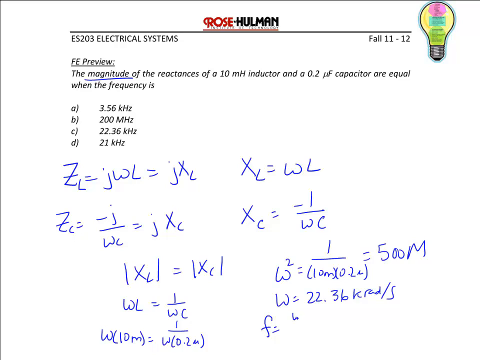F is equal to omega over 2 pi, which is 3.56 kilohertz. Paying attention to units is extremely important. So the answer is letter A. And this concludes today's lecture on impedance, KVL, and KCL.